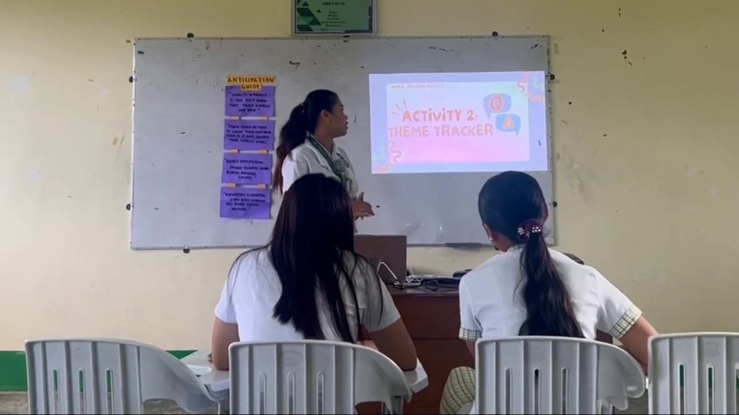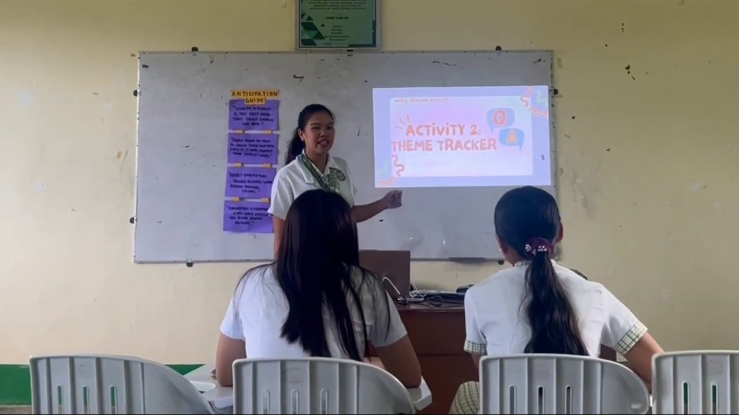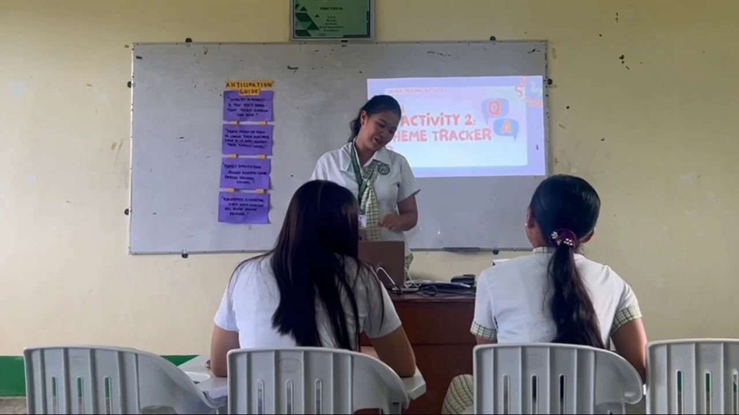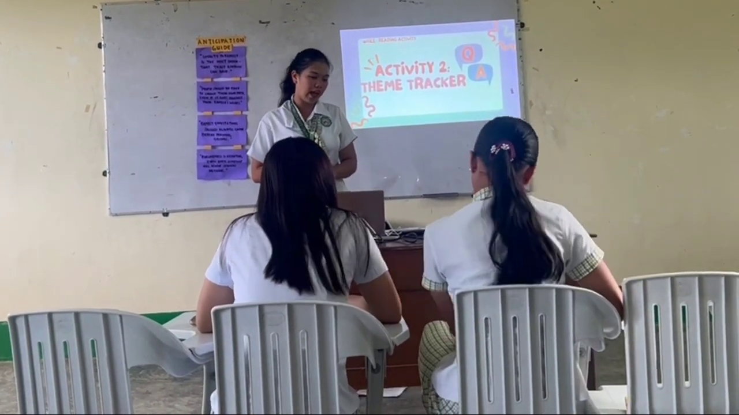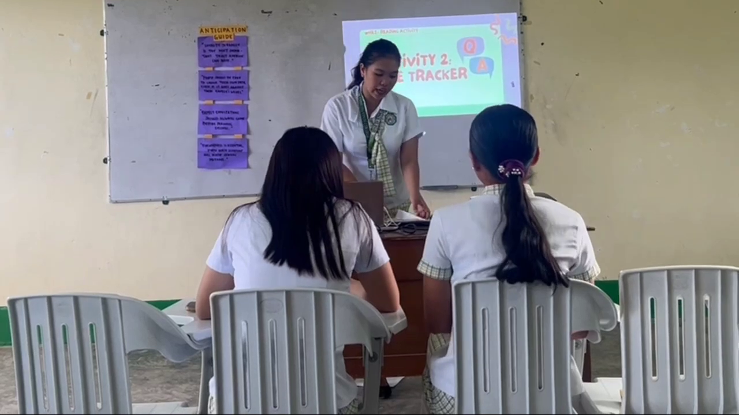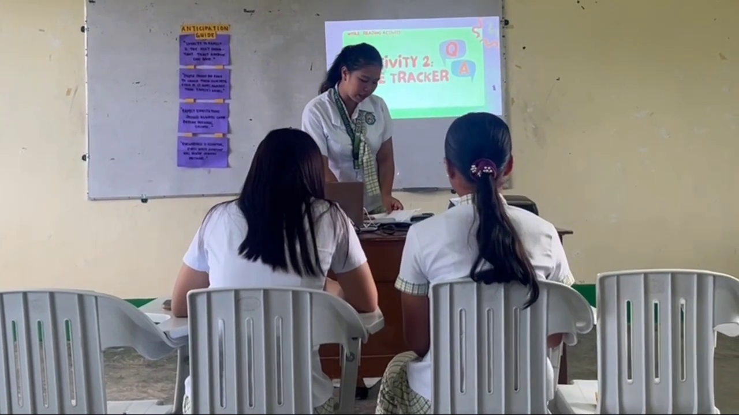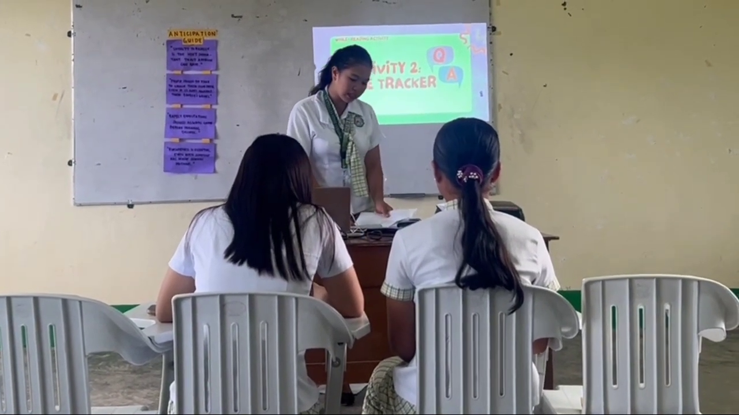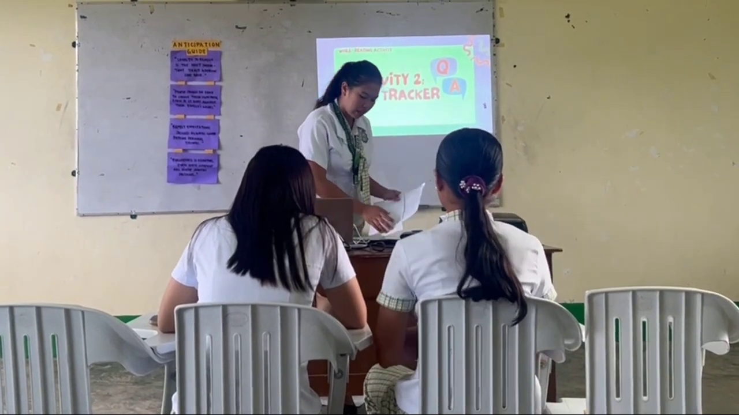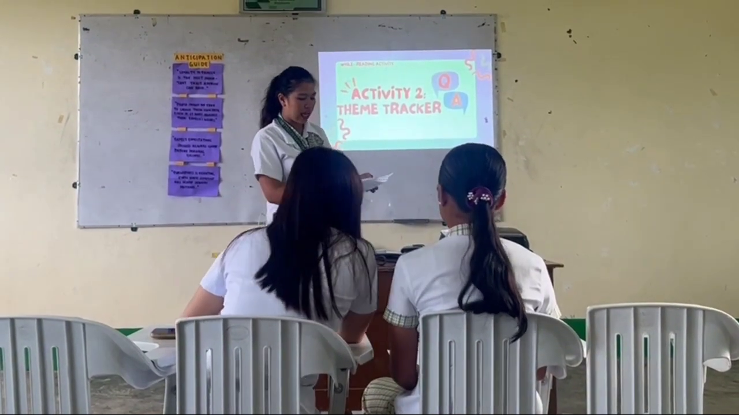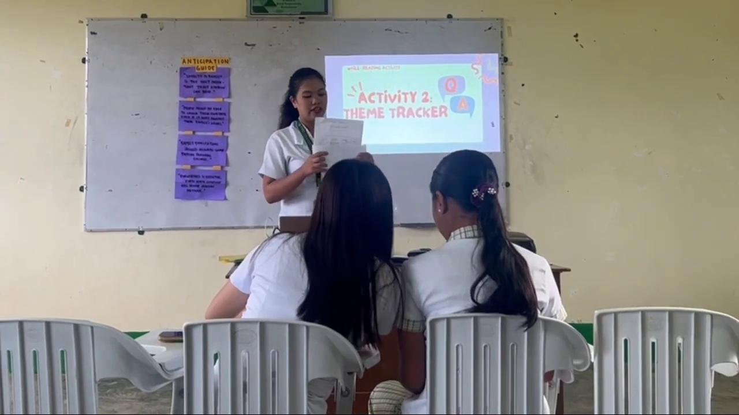So our activity is called Team Tracker. Alright. So in this activity, I will divide you into two groups. And you're going to create a chart and label each box with the themes that we are tracking, like themes of love, family, motivation, and adventure, like this. Can you see it?